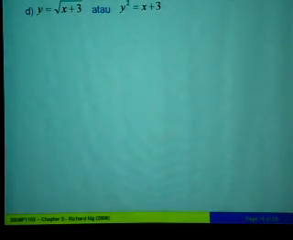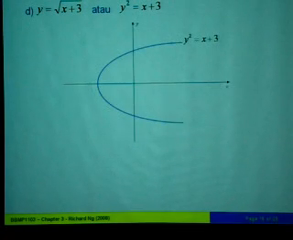Next, for y equals square root of x plus 3. You can also bring the square root to the left side. We will get y squared equals x plus 3. And if we sketch the curve, we will get a curve similar to what is shown on the screen.